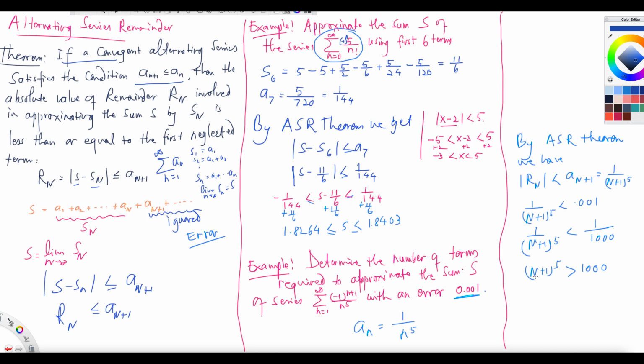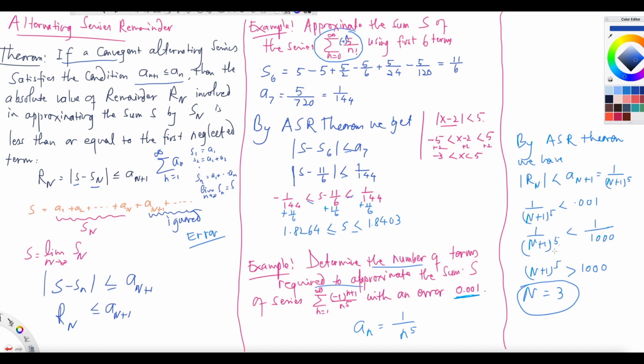If n is 2, 2 plus 1 is 3 to the 5th, which is 243. Is it greater than 1000? No. If n equals 3, then 3 plus 1 is 4 to the 5th, which is 1024, right? So n equals 3 works, because when n equals 3 that makes 4. So we need 3 terms to approximate S so that the error is less than 0.001.